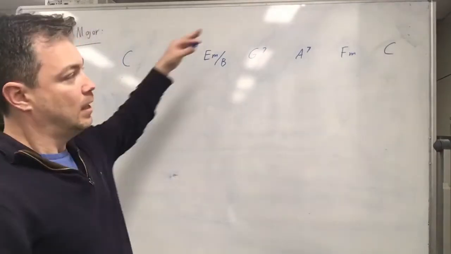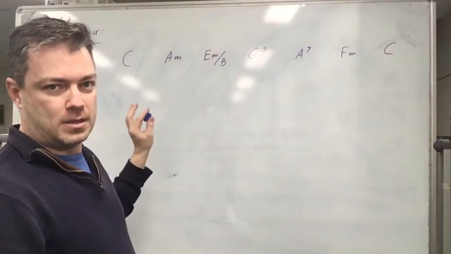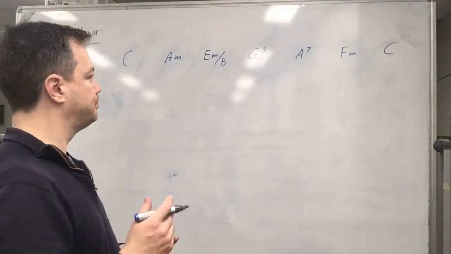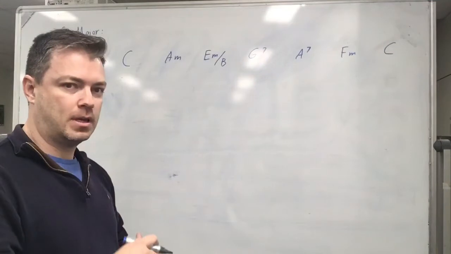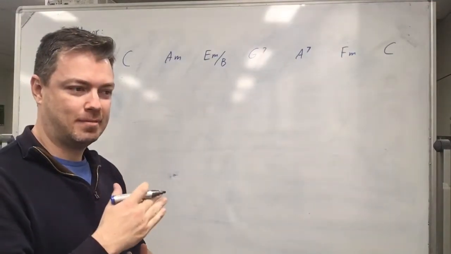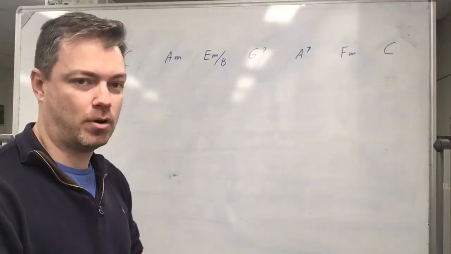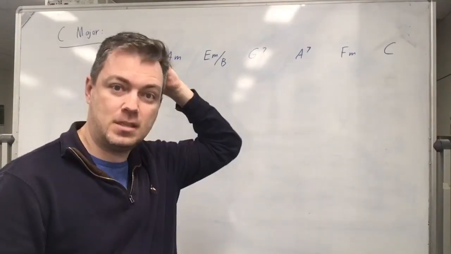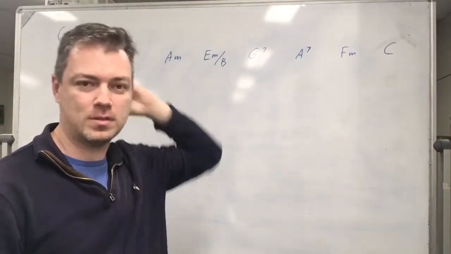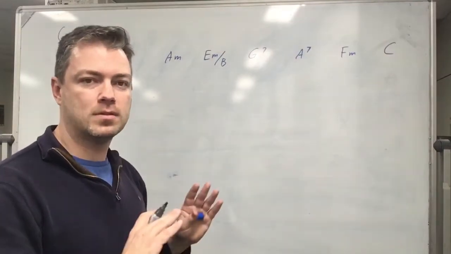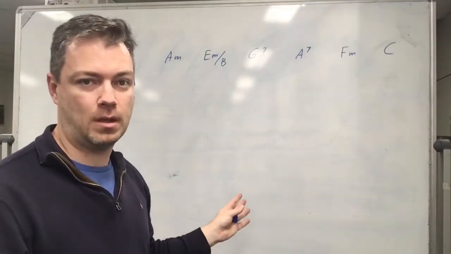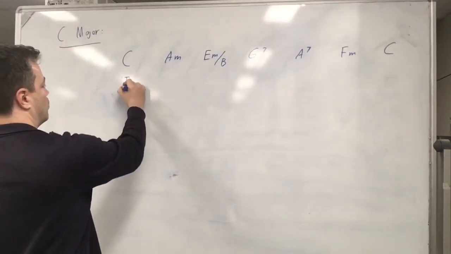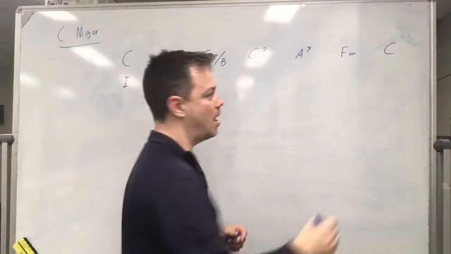Okay, so we need to convert these into Roman numerals. As I said, some are going to be chord inversions, secondary dominants, and borrowed chords from parallel minor. What I like to do is try to find the easy ones first. Start with the nice and easy ones, and what I mean by that is just the ones that are normally in the key of C. And we can start with C is chord 1. That's a nice place to start.